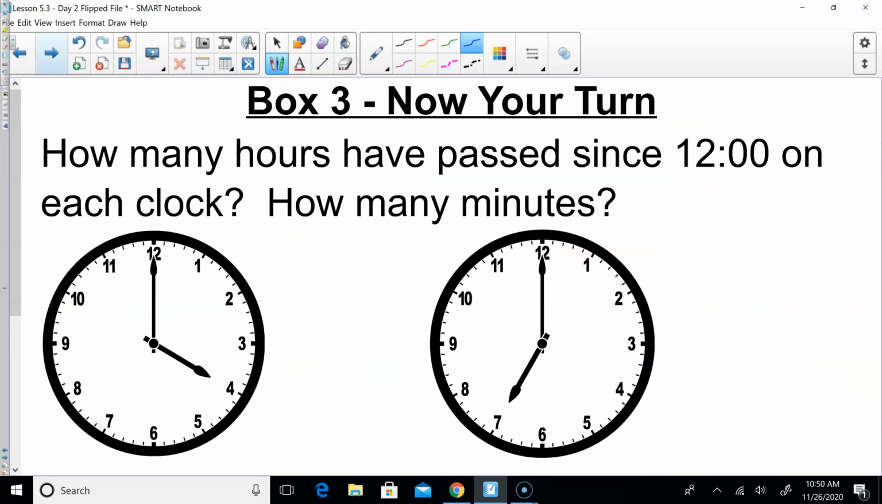Right now you can draw a big line on your piece of paper, right? Box 3, now your turn. And answer the following questions. How many hours have passed since 12 on each clock? How many minutes? So write those two down for those two clocks.